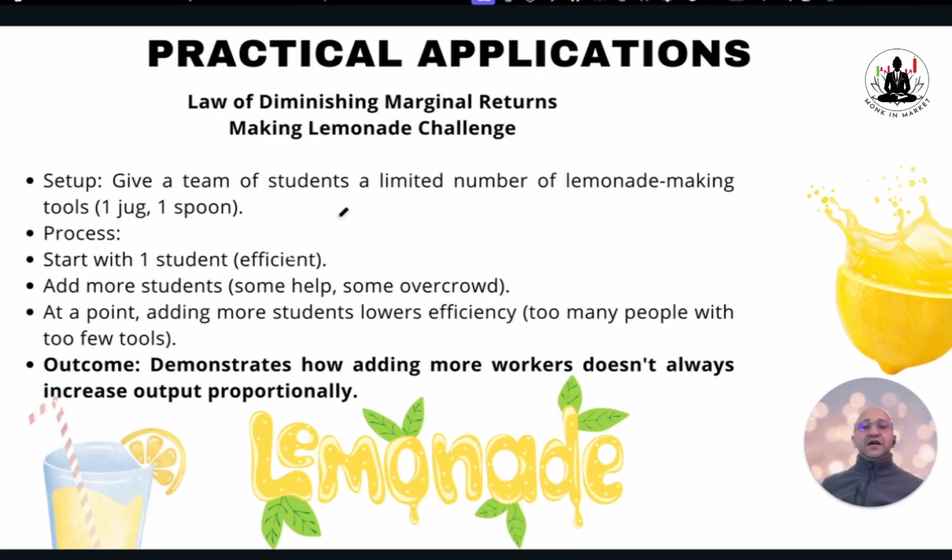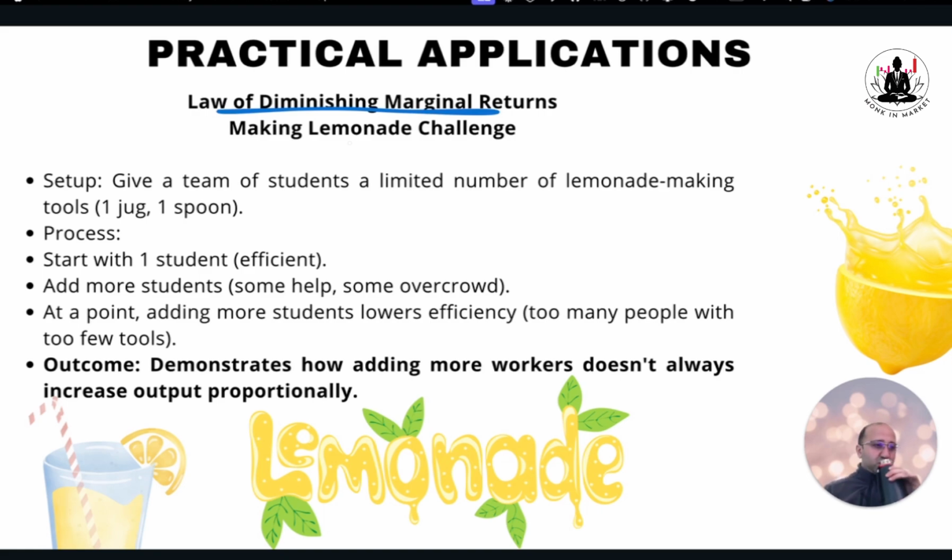Now, guys, the thing which I told you, the law of diminishing marginal returns. So let's take an example over here. The example is lemonade. You are a college student. You have started a business of lemonade, right? Now, what is going to happen?